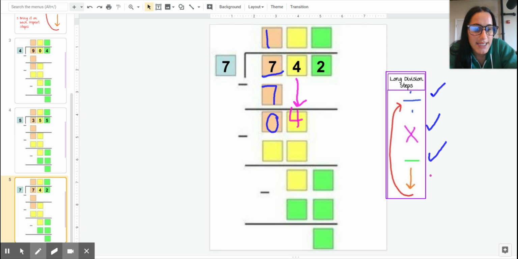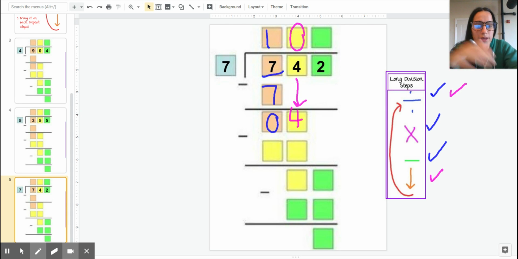I'm going to check. Yes, ma'am, we have brought it on down. So now we're bringing it on back to our first step, which is division. I'm going to ask myself, how many times can 7 go into 4? Uh-oh, 4 is less than 7, so it goes in 0 times. So I'm going to write a 0 up top, and it's really important to write that 0. So I've divided.